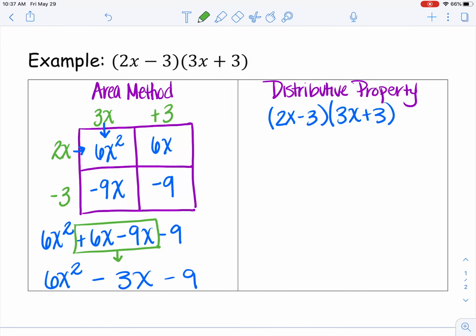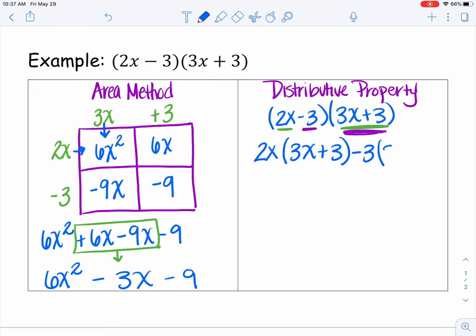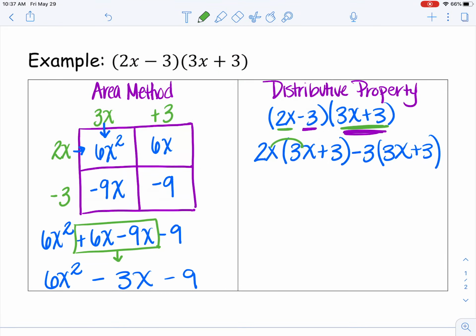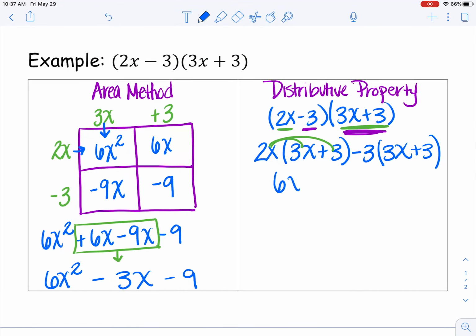Okay, remember I take everything in the first binomial, so 2x minus 3, everything in that first binomial has to get multiplied by everything in the second one. So I'm going to start with the 2x times everything in the second. And then I'm going to take the minus 3 times everything in the second. Okay, and now this just becomes a distributive property problem, which we know how to do. So 2x times 3x and 2x times 3. When I multiply that out, would give me 6x squared plus 6x.